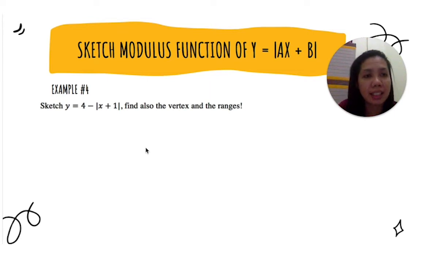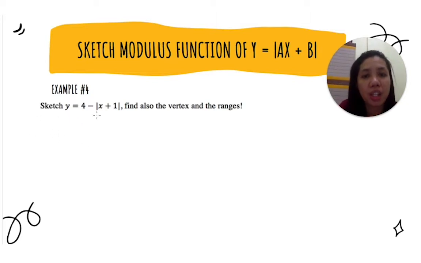Okay, in this learning video, this is actually example number 4 of sketching the modulus function y equals the absolute of ax plus b. In this fourth example, we will sketch a more complex modulus function, but don't worry, because we have learned the concept in the previous examples. It is actually easier now for us to sketch this more complex modulus function. Okay, let's see the function.